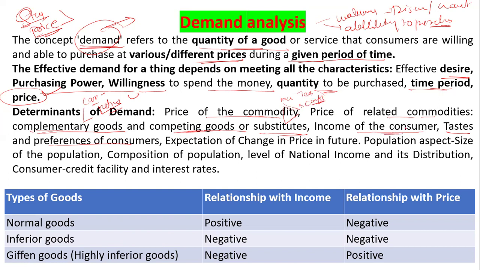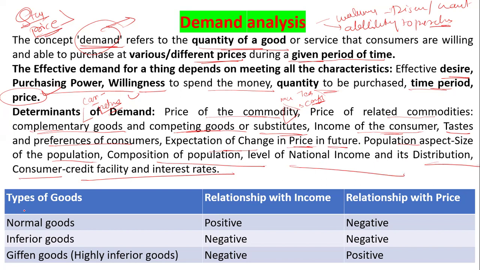Income of the consumer, how much income the consumer has, taste and preference of the consumer, expectation of change in the price in the future, population, size of the population, composition of the population, level of national income and its distribution, consumer credit facility and the interest rate. So all these factors affect the demand.